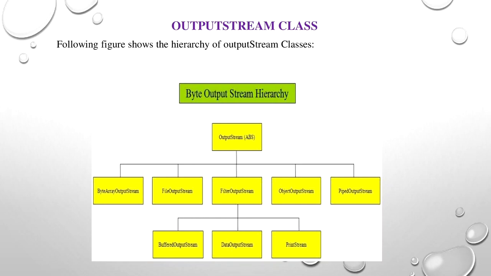The classes which are inherited from the output stream class are byte array output stream, file output stream, filter output stream, object output stream, and pipe output stream. The filter output stream is again inherited into three different kinds of classes: buffered output stream, data output stream, and print stream.